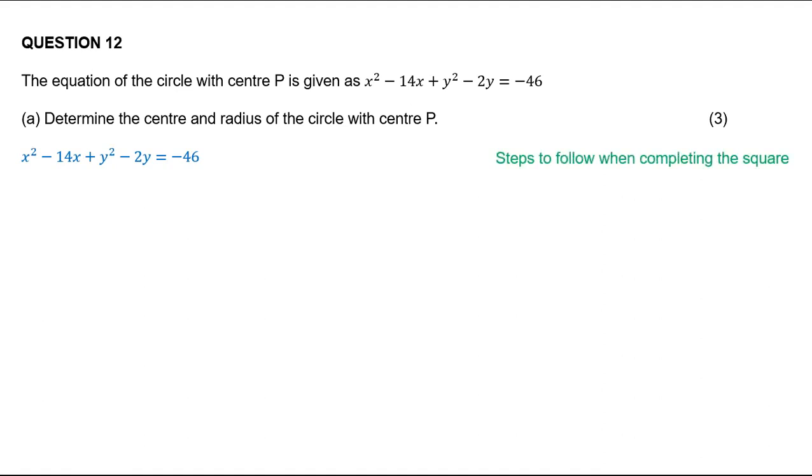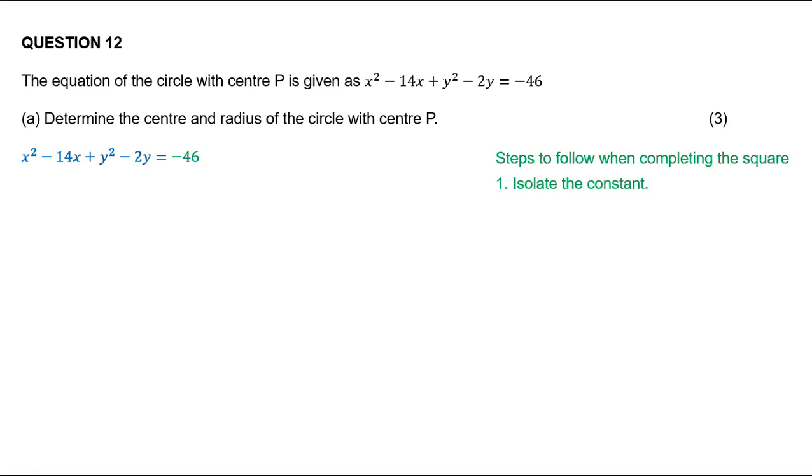The first step wants you to isolate the constant. If on the left-hand side of this equation you have a constant value, get rid of it. To get rid of it, it means that you isolate it, you take it to the right-hand side. And that has already been done for us because we do have negative 46, which is a constant on the right-hand side.